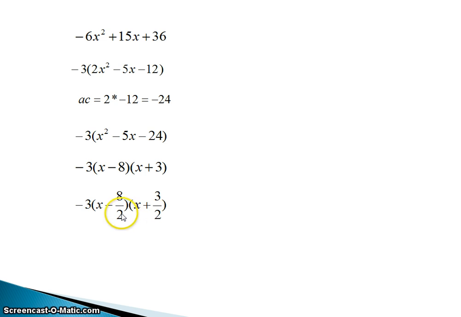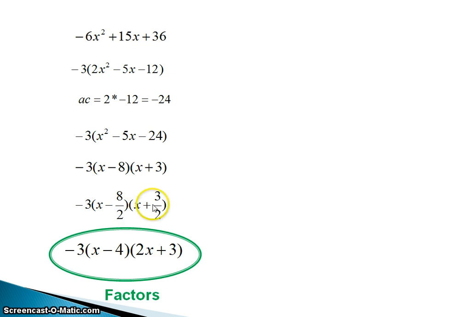Now I can easily see that negative 8 divided by 2 will simplify to be negative 4. However, 3 over 2 is completely simplified. That means I have to take this denominator of 2 and kick it in front of the variable that's inside these parentheses. And so my final answer is negative 3 times x minus 4 times 2x plus 3.